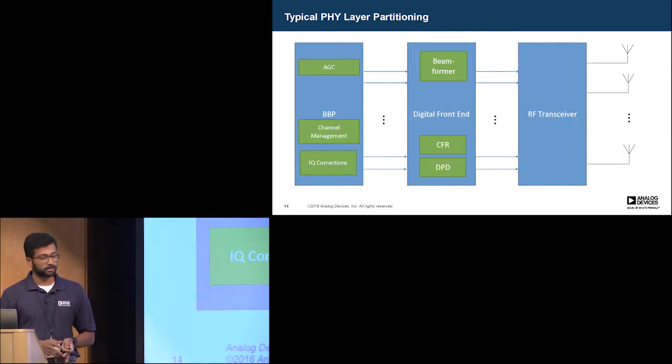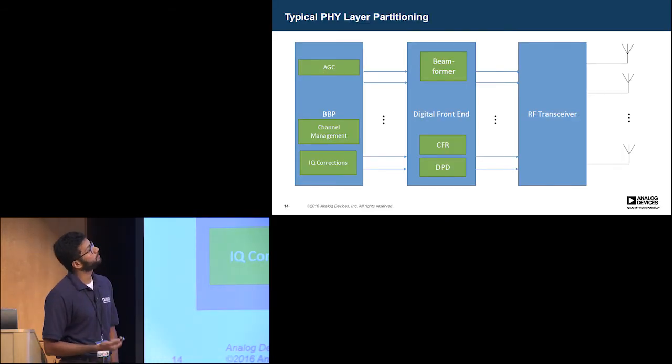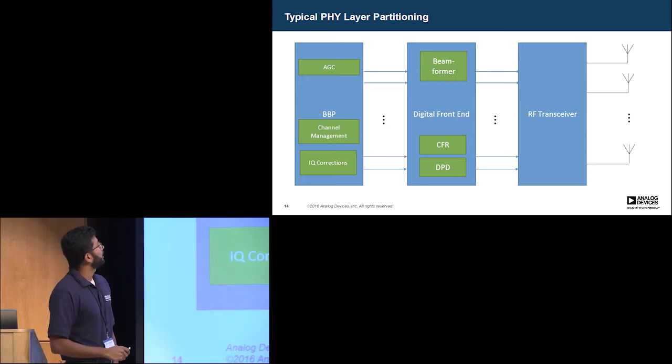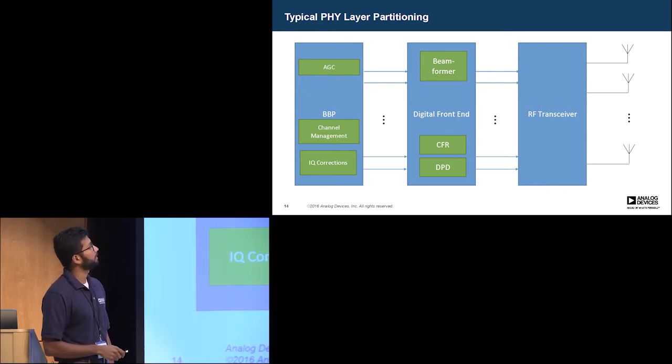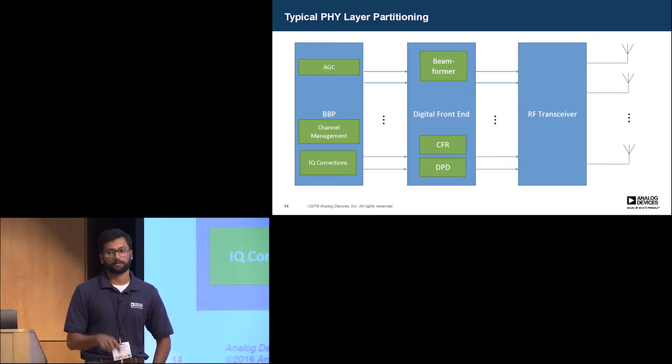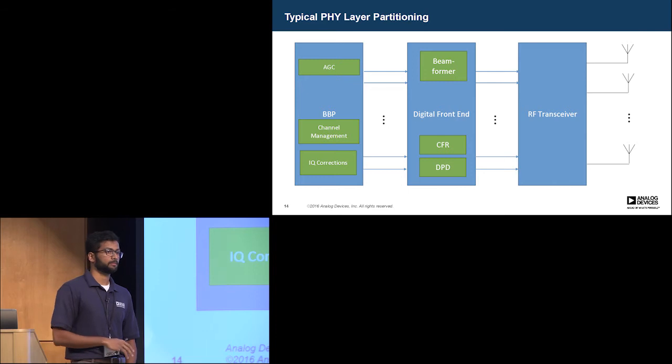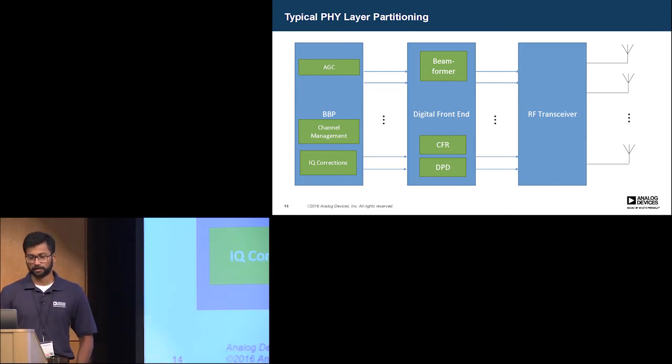So this is a typical physical layer for a communications guy like me. You have the baseband processor that does a few of these functions. You have the digital front end that does the digital beamforming, crest factor reduction, digital pre-distortion, pushes that into the RF transceiver, and out goes the bits that you want in the form of RF. Now, there are certain cases where you can get away with this, but we'll get to a different argument in just a bit.